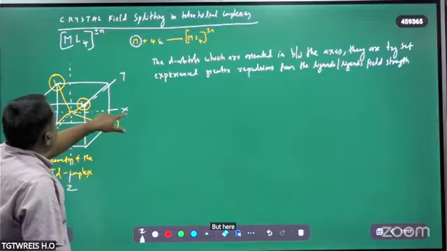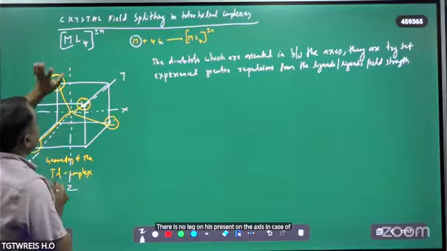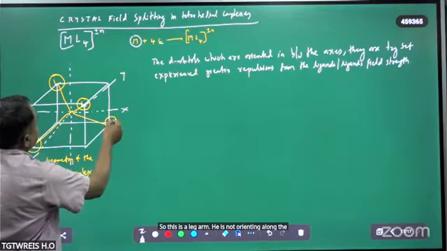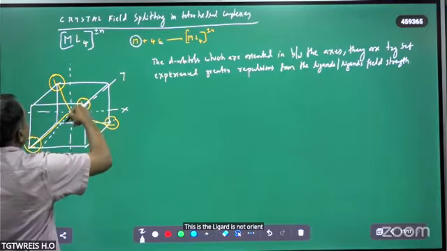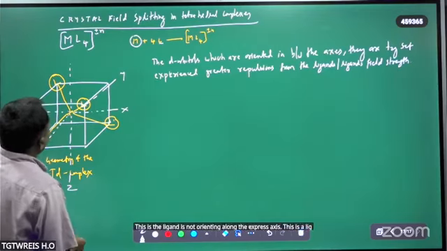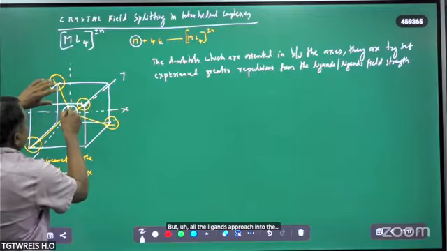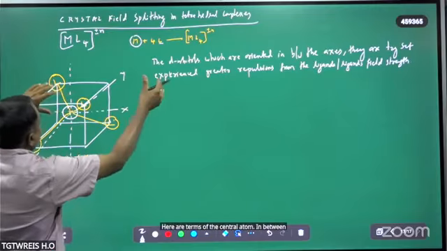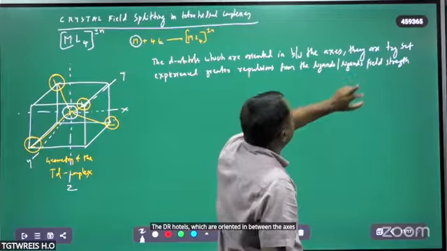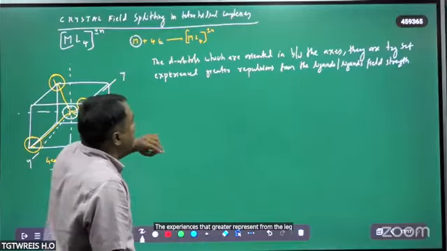But here, there is no ligand present on the axis in the case of ML4 tetrahedral geometry. The ligand is not orienting along the x, y, z axis. All the ligands approach the d orbitals of the central atom in between the axes. The d orbitals which are oriented in between the axes, the T2g set of orbitals, experience greater repulsion from the ligands or ligand field strengths.